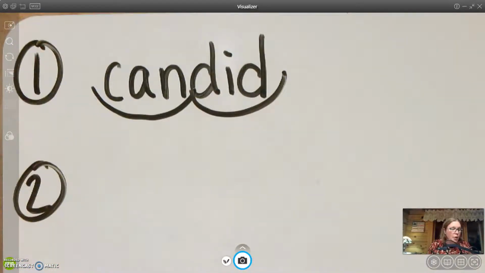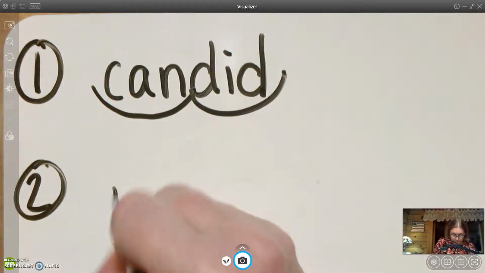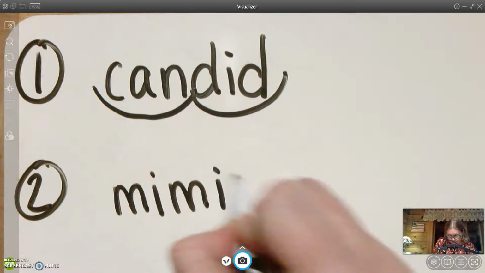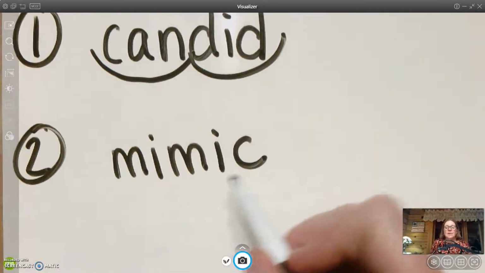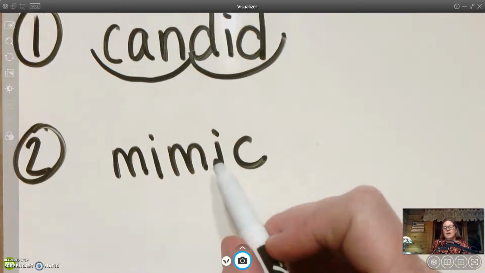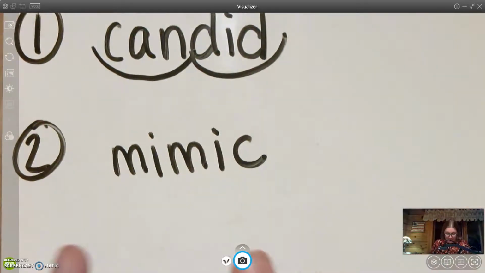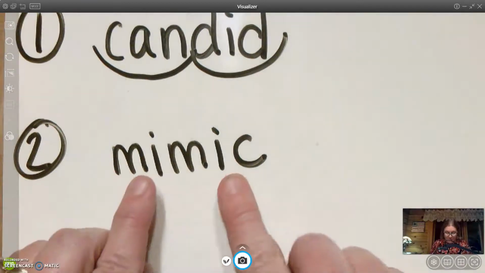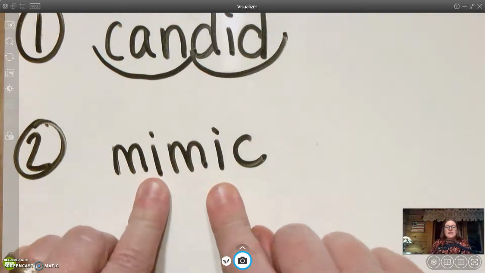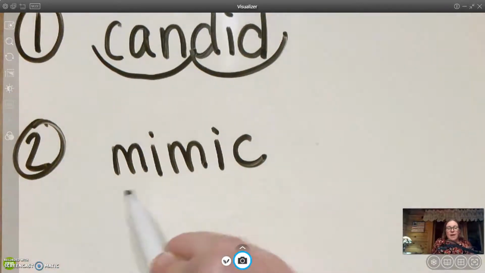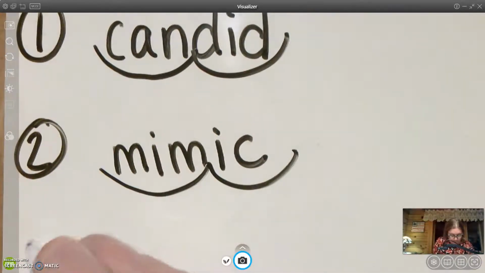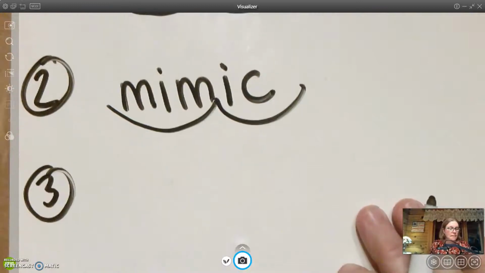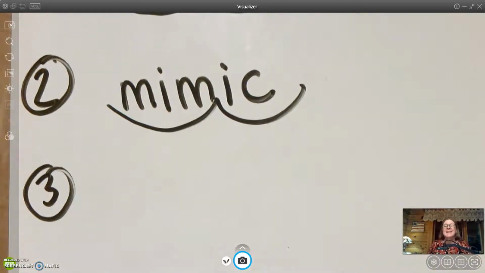Number two, your word is mimic. Echo, mimic. Here's the word mimic. Remember, when you need the ick sound at the end of a multisyllabic word like this one, you're going to need an I and a C. This word does need to be divided into two syllables. I have two vowels. In between's the M. I'm going to keep that with the first syllable to keep that I short. Mim, ick.